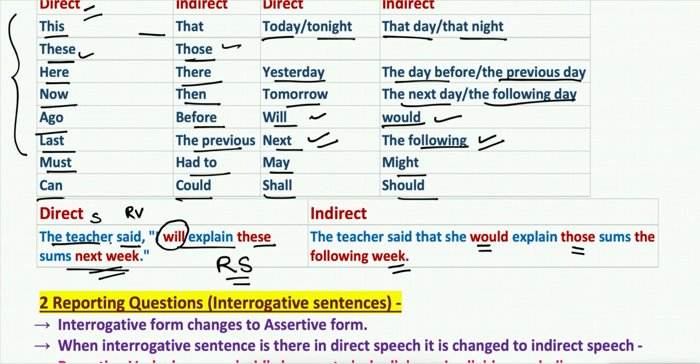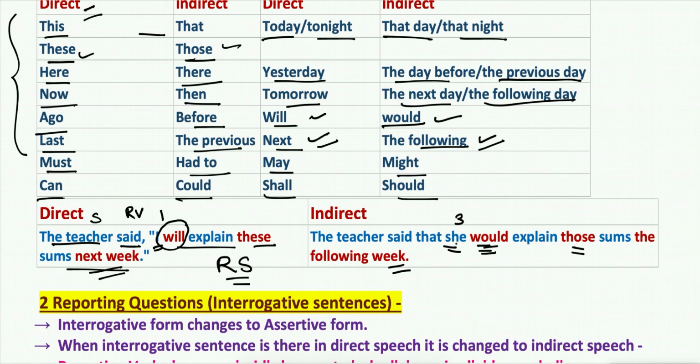So the teacher said, I will explain these sums next week. So what will be the sentence in indirect form? The teacher said that she, here I is the personal pronoun. This also we have seen. First person changes to third person. Will changes to would. These changes to those. Next week changes to following week. So this is how we write a direct sentence into an indirect sentence.